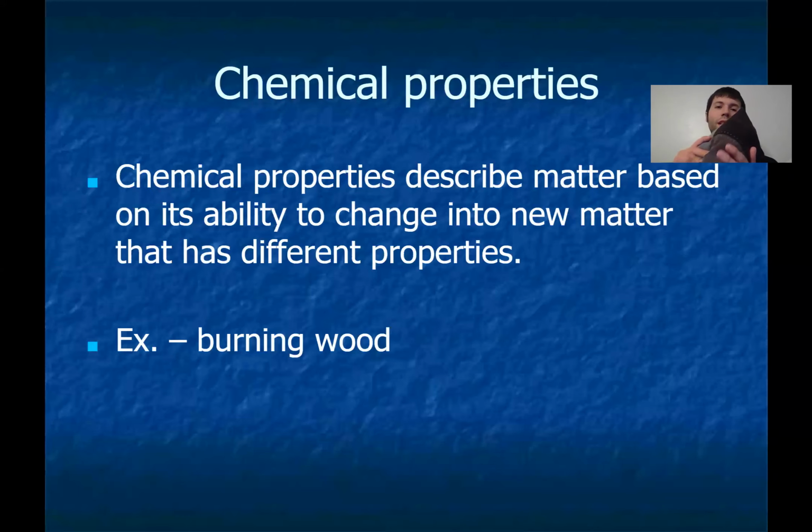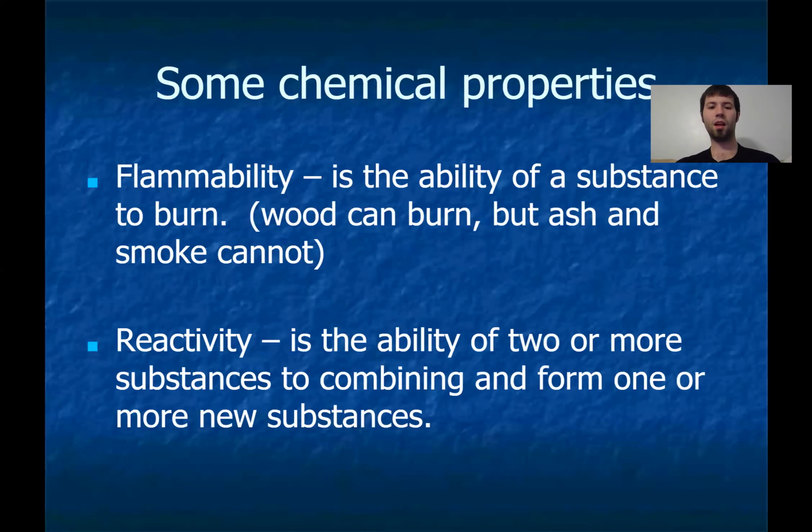So burning things is an example of how I can change something chemically. Here are some examples of chemical properties. Flammability is one chemical property. Reactivity is the ability of two or more substances to combine to form one or more new substances. For example, oxygen is a very reactive chemical.